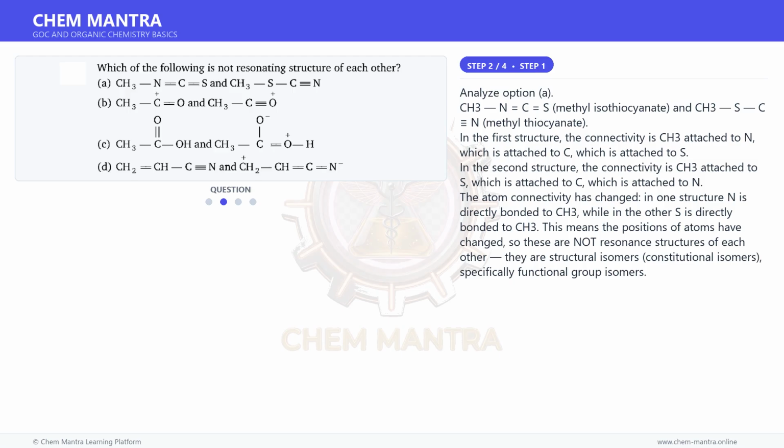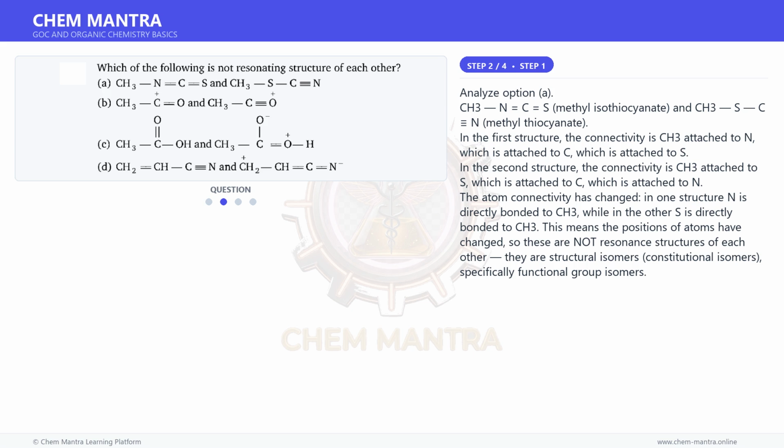Analyze option A. CH3N=C=S, methyl isothiocyanate, and CH3SCN, methyl thiocyanate. In the first structure, the connectivity is CH3 attached to N, which is attached to C, which is attached to S. In the second structure, the connectivity is CH3 attached to S, which is attached to C, which is attached to N.